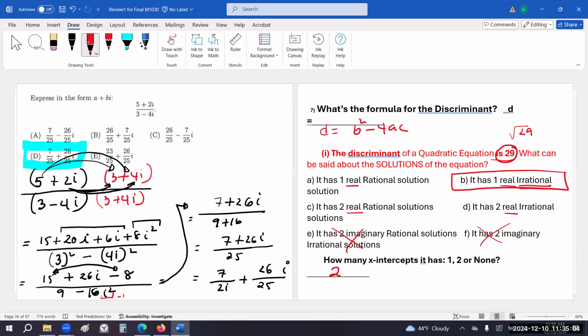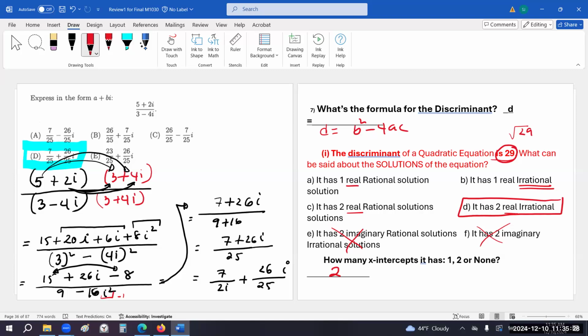I didn't pick one. Oh, I'm looking at the bottom one and I picked the kind. You may know your answer, but if you pick the wrong one, it's 0. That's what I just said. So you have to be careful. Wait, what? It's 2 real irrational solutions.